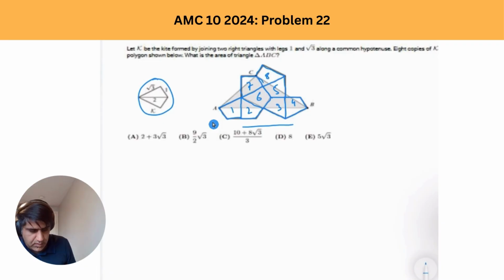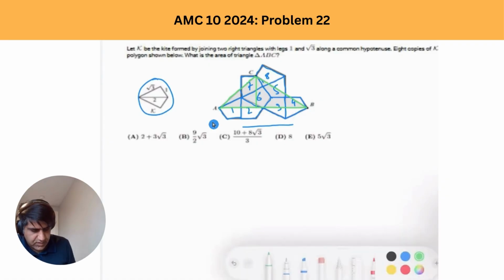Now we have to find the area of this triangle, the one that I am highlighting in green. For that triangle, we need to know the base, that is AB, and also we need to find the height of this triangle. Once we know the height and base, then we can simply calculate the area of this triangle.